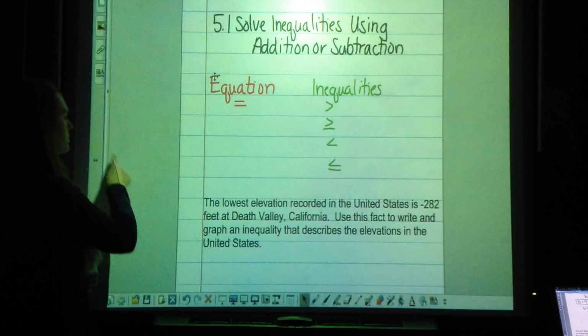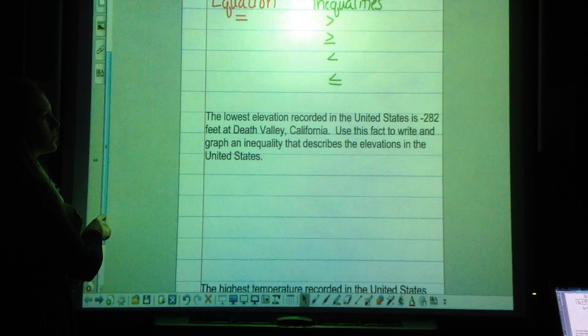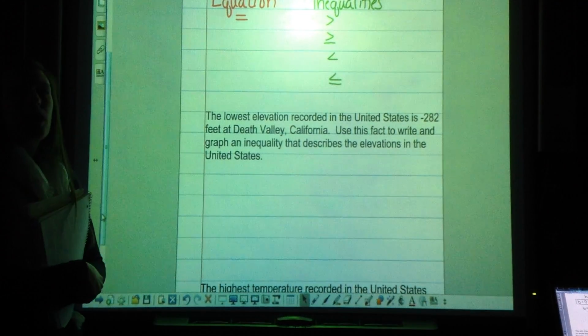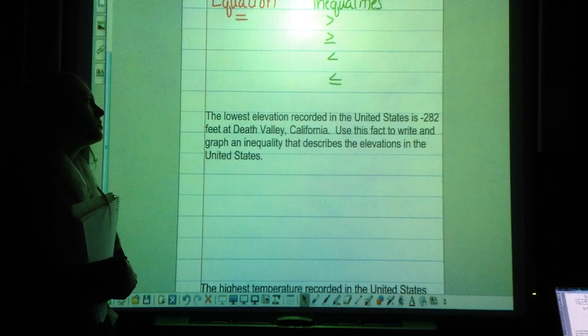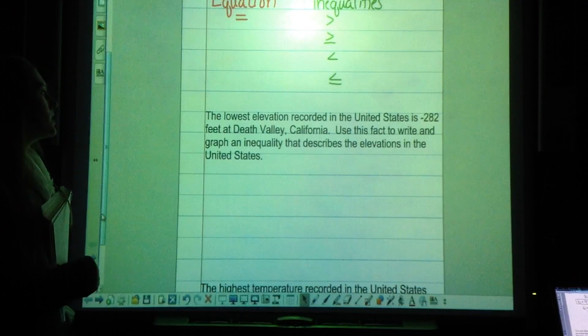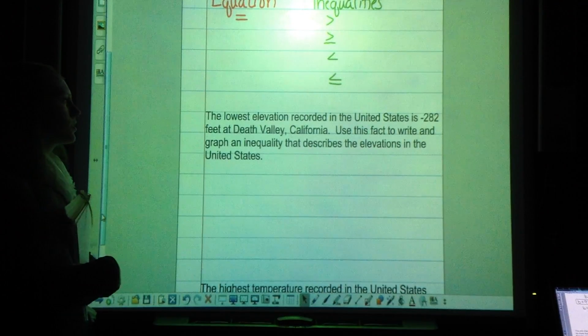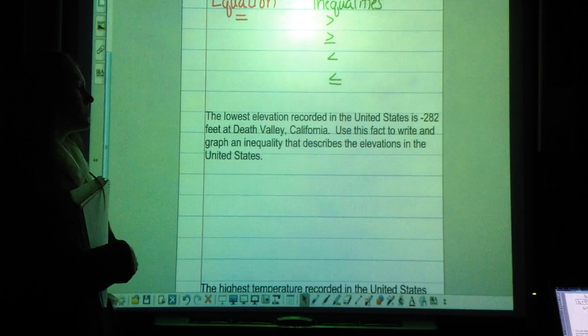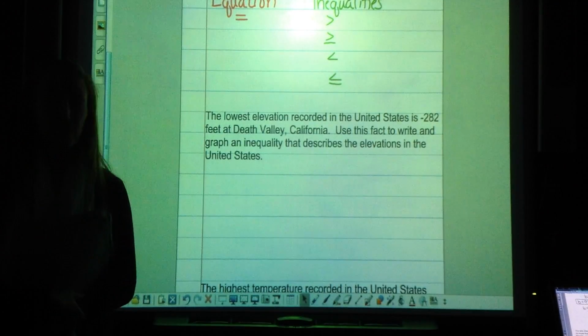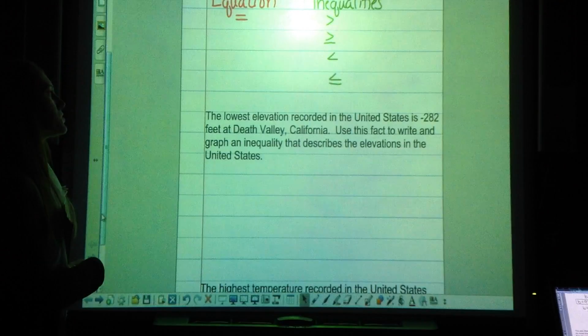So let's take a look at a word problem. Our goal here is going to be to write and graph an inequality. The lowest elevation recorded in the United States is negative 282 feet at Death Valley, California. Use this fact to write and graph an inequality that describes the rest of the elevations in the United States. So let's think this through.